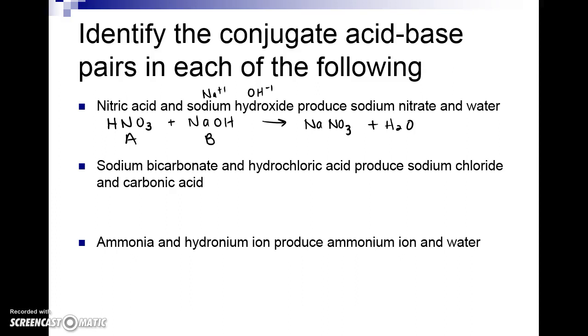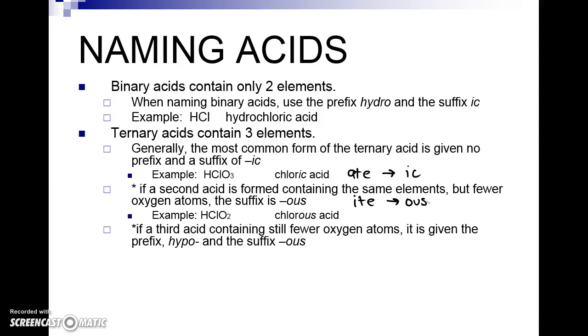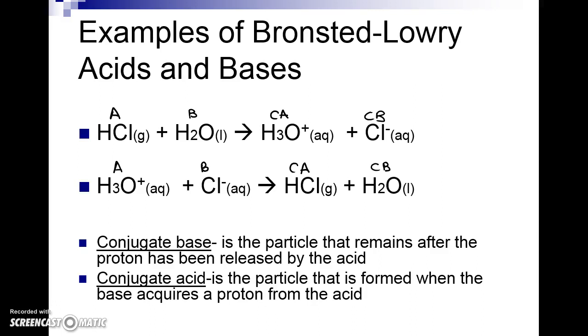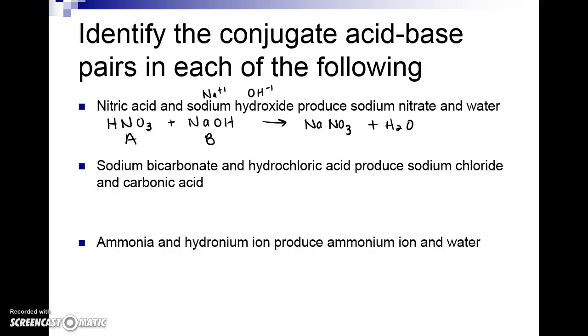And so if we go back to our definitions all the way back here, your conjugate base is the particle that remains after the proton has been released by the acid, and your conjugate acid is the particle that is formed when the base acquires a proton from the acid. So back to this slide. If I get rid of this proton, my NO3 is what's left. This is what's going to be my conjugate base. My conjugate acid is the particle that's formed, that acquired that hydrogen. That's going to be my water, which is really HOH, okay, if that's easier to look at.